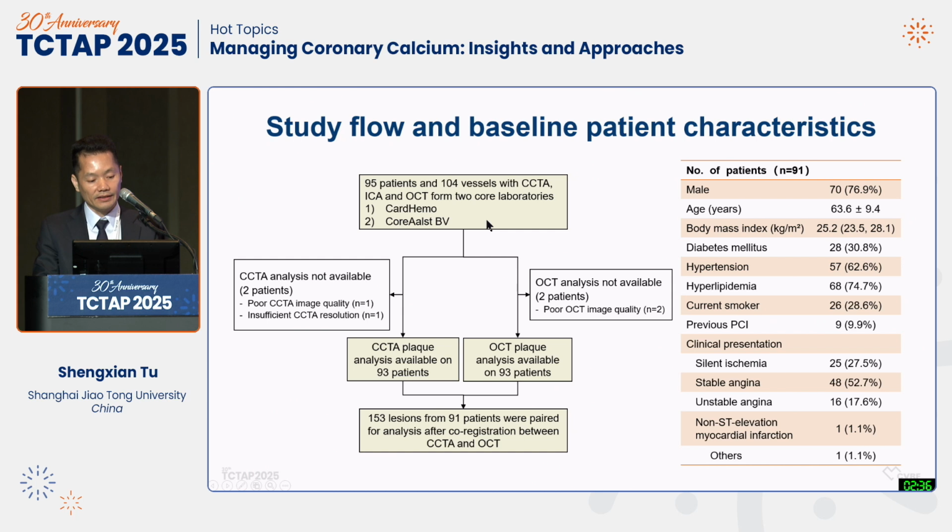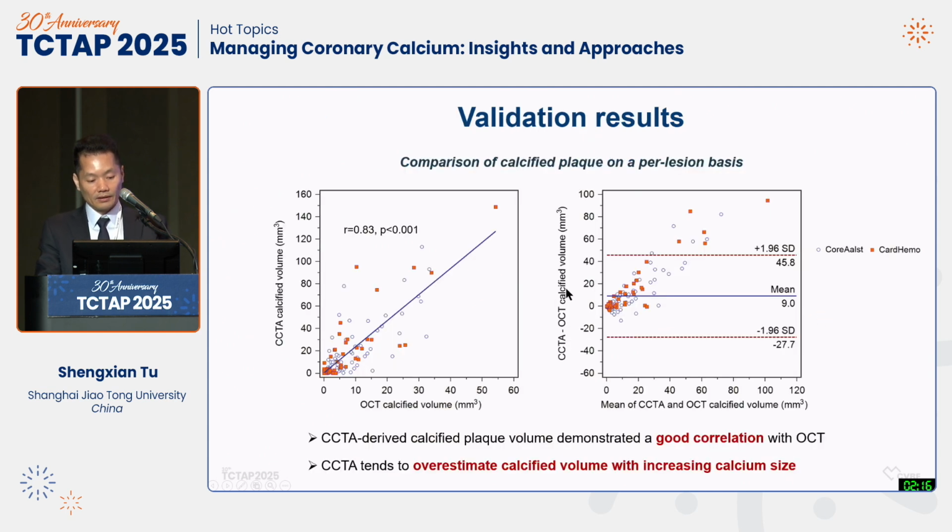So in total, we analyzed 95 patients. After excluding, we have 153 lesions from 91 patients, or pairs for analysis after correlation between CCTA and OCT. And these are the characteristics. The majority are stable angina and also silent ischemia. This is the main result.